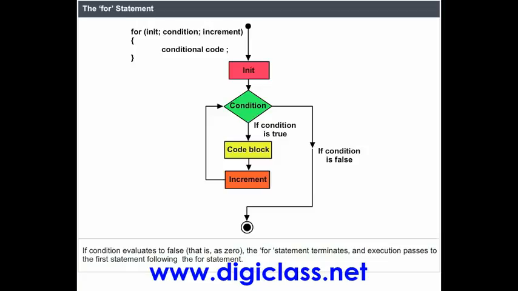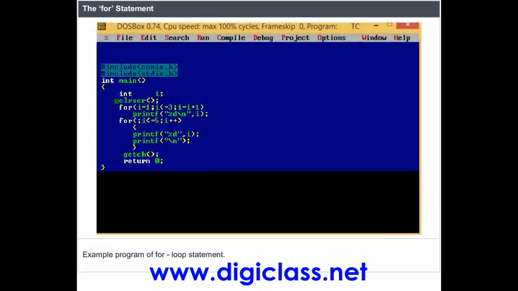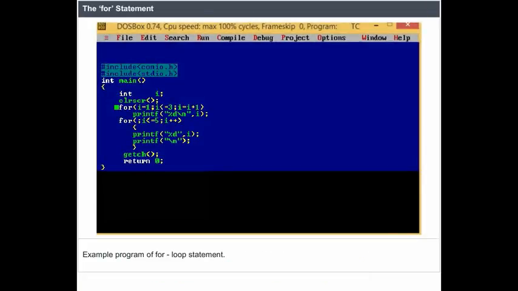If condition evaluates to false, that is as 0, the for statement terminates and execution passes to the first statement following the for statement. If condition evaluates to true, that is as non-zero, the C statements in statement are executed. The expression increment is evaluated and execution returns to the expression condition. Example program of for loop statement.